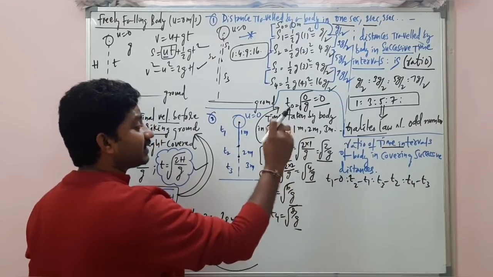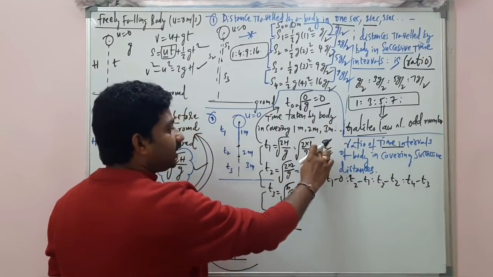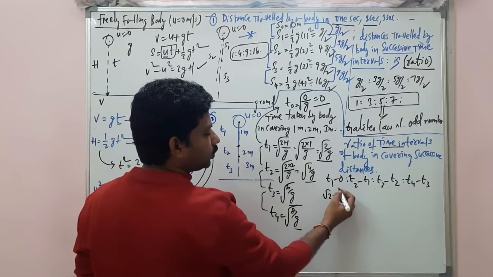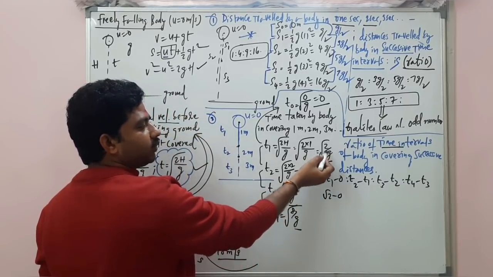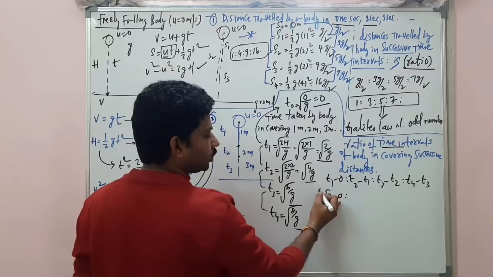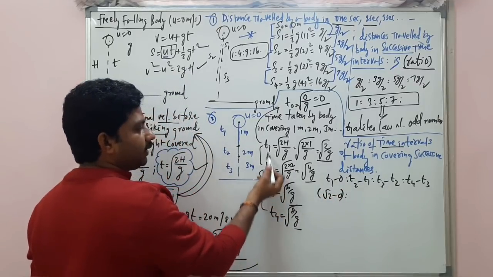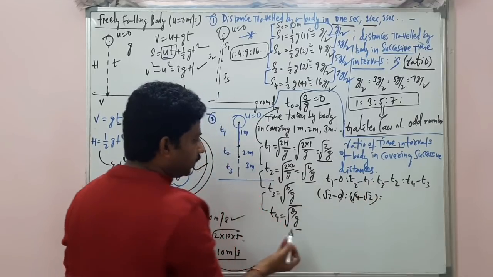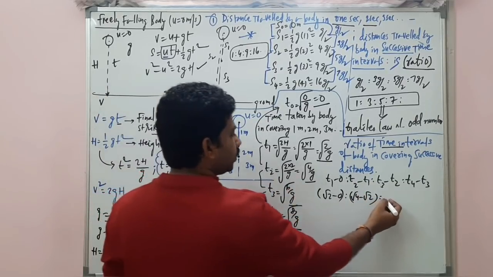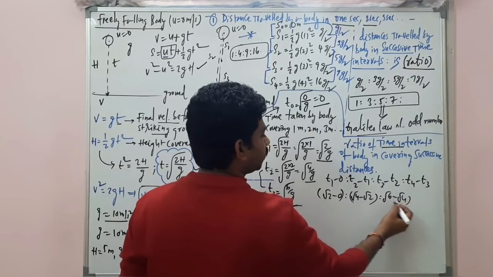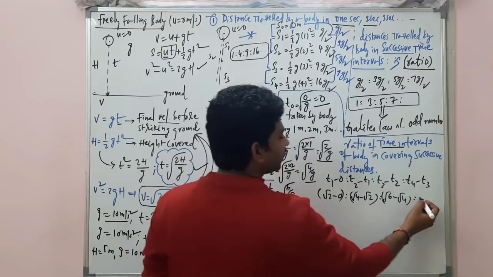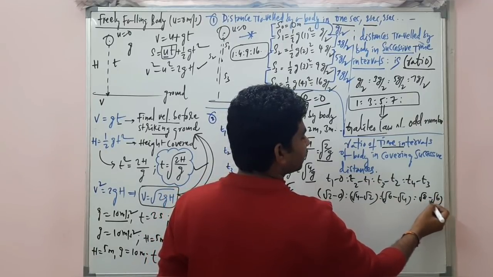So what is remaining? t1 minus 0 is root 2 minus 0, since root 1 by g is already taken out. t2 minus t1 is root 4 minus root 2, which is to t3 minus t2, root 6 minus root 4, which is to root 8 minus root 6.